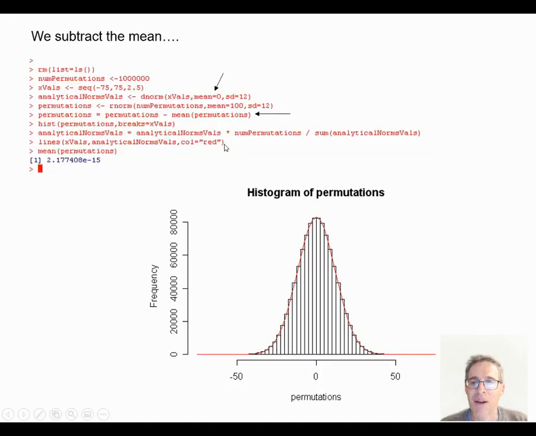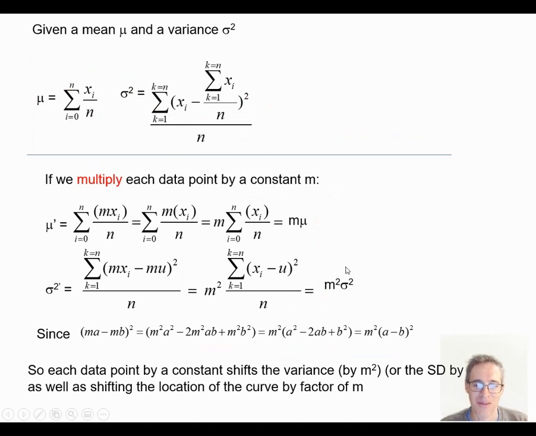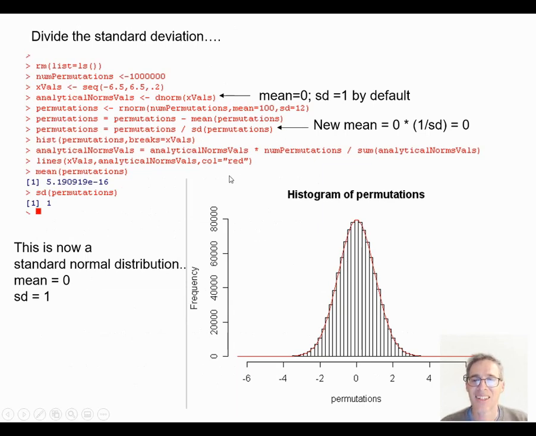And when I divide by the standard deviation, the variance is going to become 1. So m squared sigma squared is what happens. If m squared equals 1 over the variance, this is going to reduce to 1. So I'm dividing by the standard deviation. The standard deviation squared is the variance. So m squared is going to equal 1 over the variance, and 1 over the variance times the variance equals 1. So the standard deviation and the variance are both going to be 1.